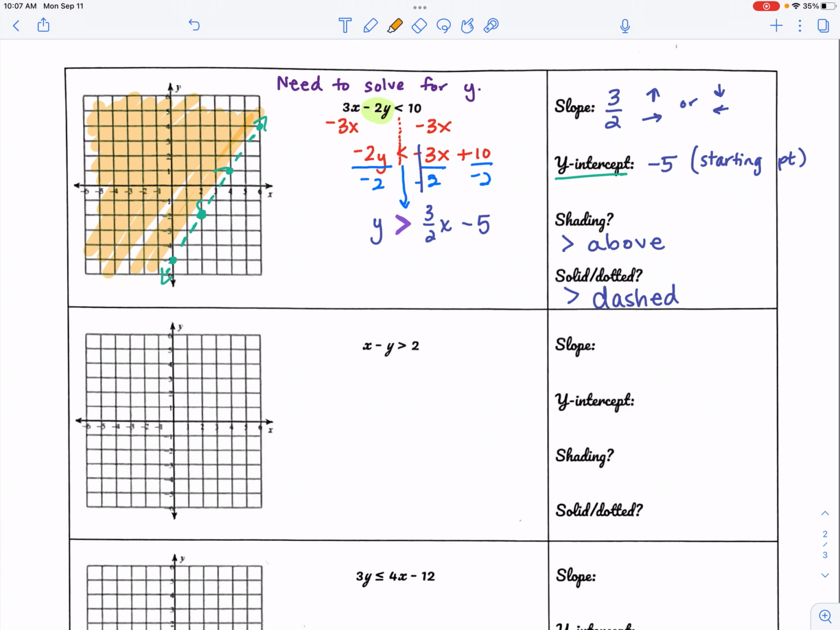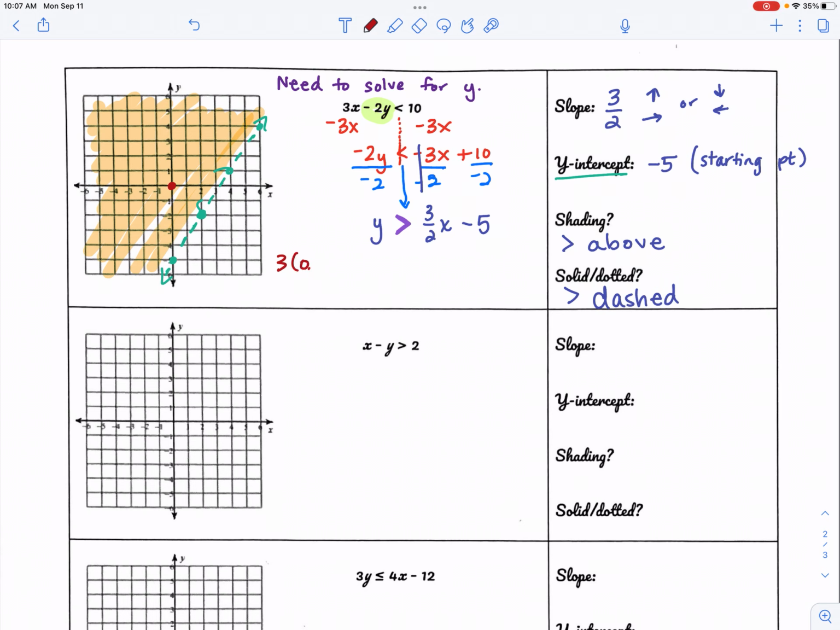And again, if you want to check some points to make sure that you're correct, I like to pick that 0, 0 here. So I'm going to plug it in, and you can plug this into your original or into your new one. I sometimes like to plug into my original just in case, to make sure that my graph is correct, because if I made a mistake somewhere along my solving for y, then of course it's going to come out to be true. So I'm going to go back to my original.